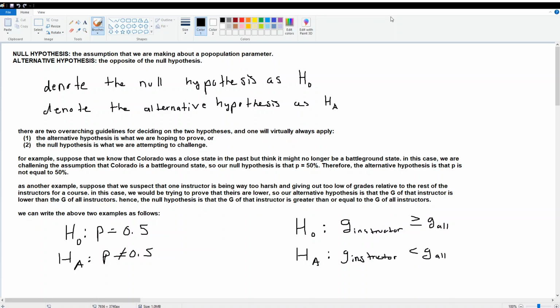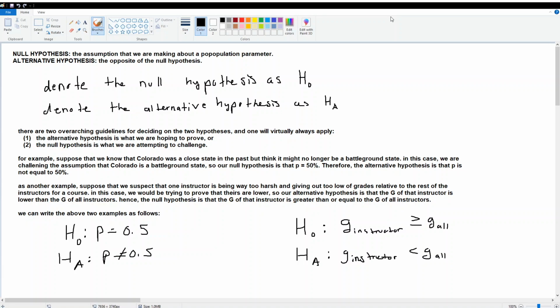So as some hard examples, let's suppose we know back in 2008 and 2012, Colorado was a close state. However, you might think it's no longer a close state. So therefore, you're challenging the assumption that Colorado is a close state. So our null hypothesis is that the proportion of people who might vote for Biden, or the Democrat, is 50%. And therefore, the alternative is the opposite of the null. So the alternative is that p is not 50%.